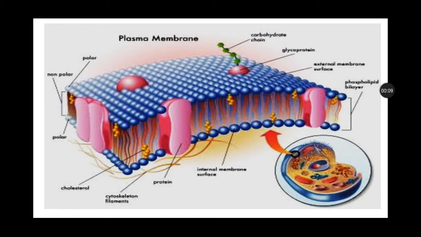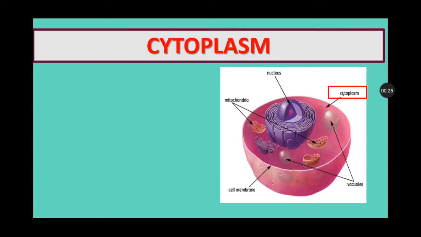It is the microscopic picture of plasma membrane. As you can see, it has a double layered membrane and pink color proteins are embedded in it, and this is the whole structure of plasma membrane.